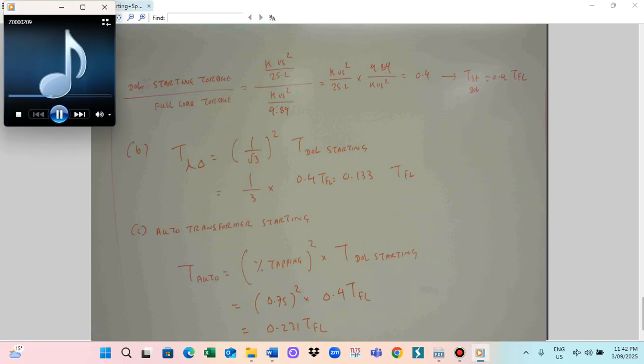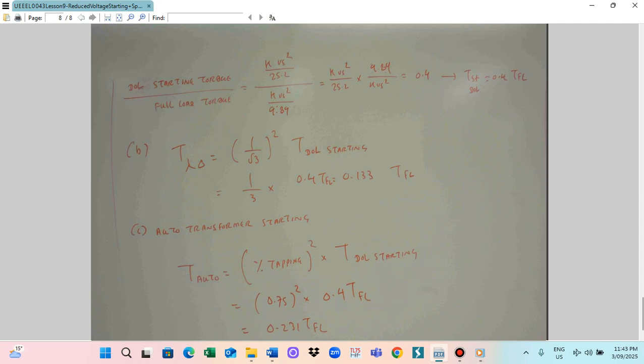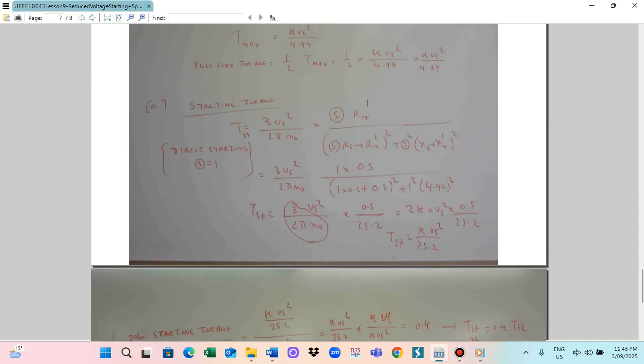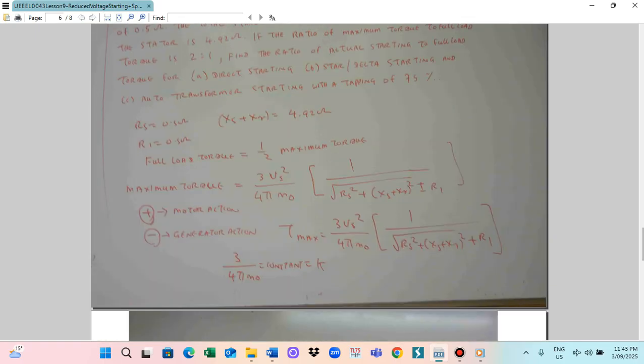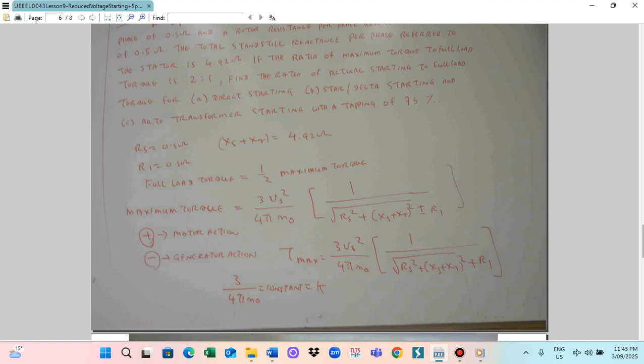Firstly, we can calculate the maximum torque. The maximum torque equation is 3Vs squared divided by 4πn0 multiplying 1 by Rs plus the square root of (Rs plus Rr) whole square plus X squared, plus or minus R1. Plus is for motor and minus for generator. By solving this, we substitute the motor rotor resistance and the motor reactance, and 3 divided by 4πn0 is a constant K. So we get the first equation: T maximum is KVs squared by 4.94. According to the problem, the full load torque is half of the maximum torque, so full load torque is half multiplied by T maximum, that is KVs squared by 9.89. So this is the first equation.